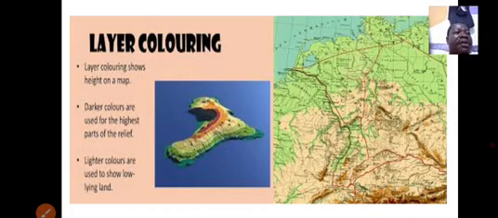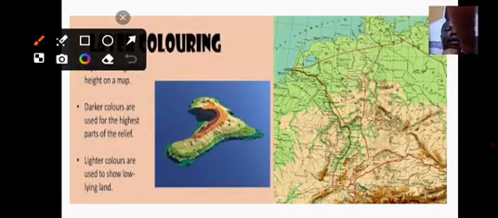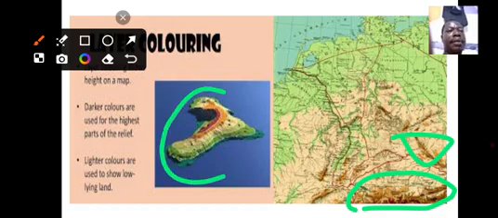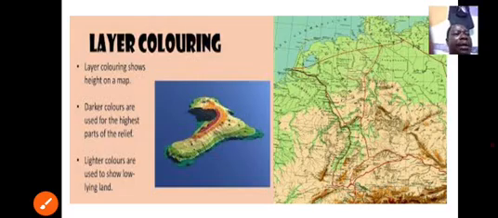So where we have the deep brown colors, the areas having the deep brown colors, areas like these places, they have the higher height. That's why they are in deep brown. Then as it comes down, it begins to fade out from brown to light yellow and becomes green, as you see in the diagram here. So this is what is called layer coloring.